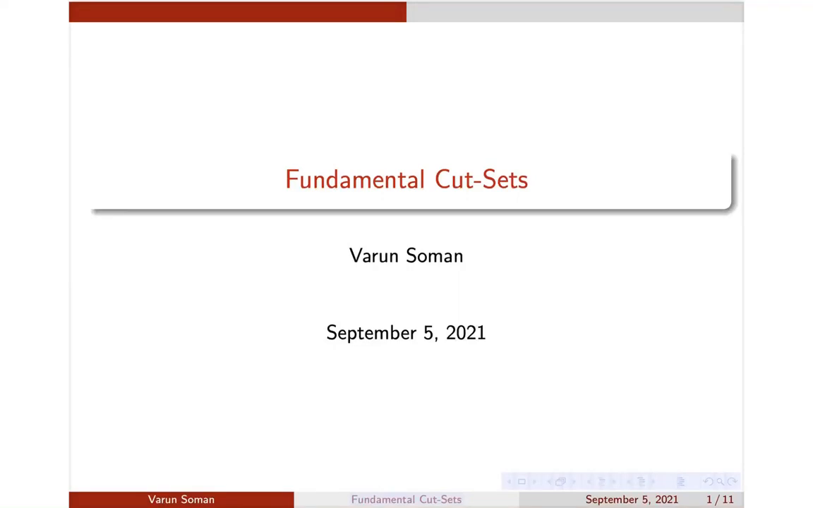Hi. So far we have discussed cut sets. We'll now analyze some more properties of cut sets. Before that, what do we mean by a cut set? A cut set in a connected graph is a set of edges whose removal disconnects the graph, and no proper subset of those edges will disconnect the graph.